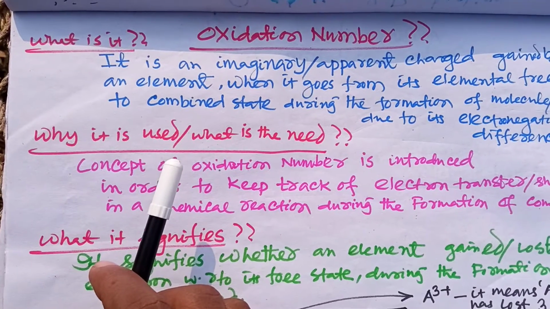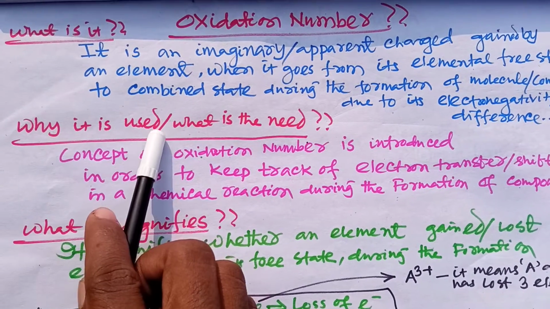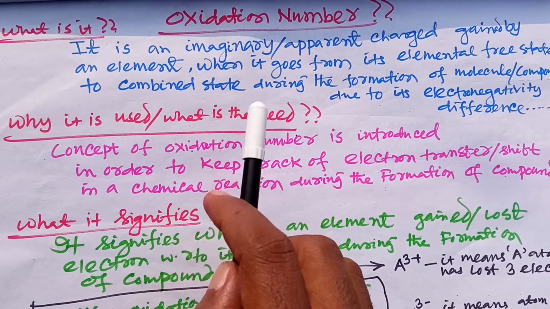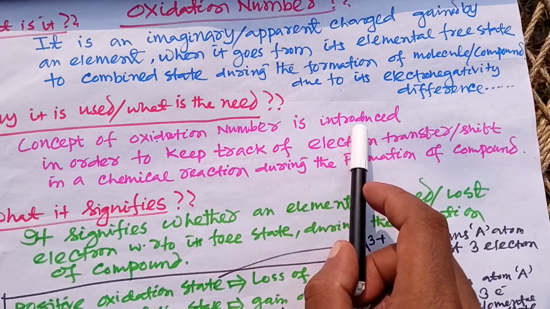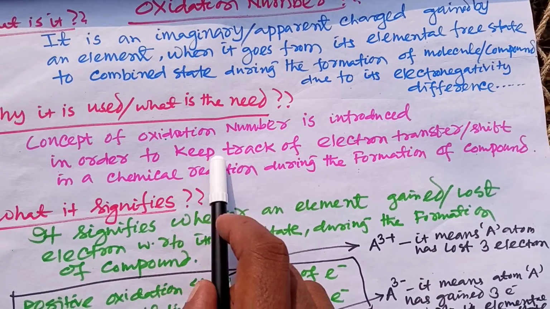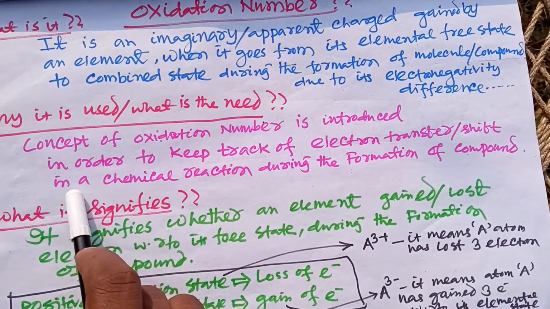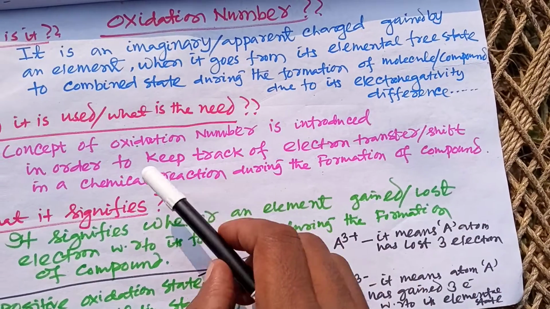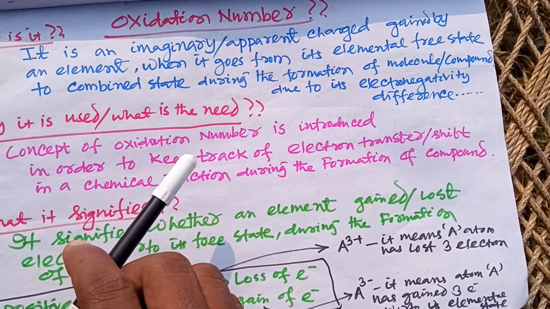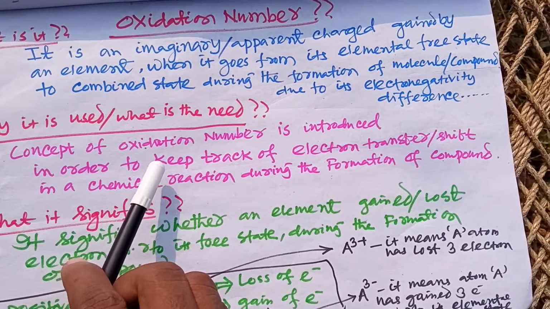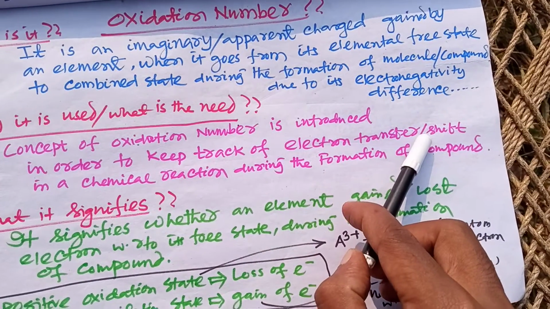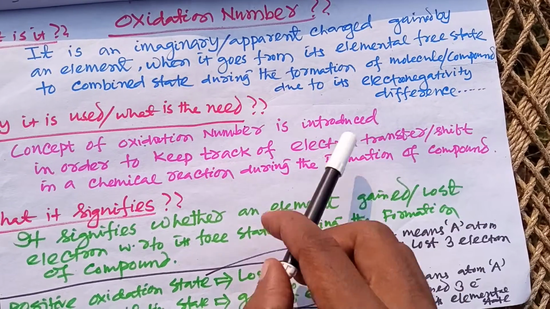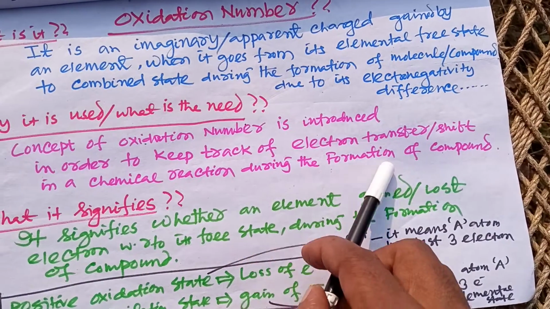So there is one question: why is it used, or what is the need of oxidation number, or why should we study oxidation number? The concept of oxidation number is introduced in order to keep track of electron transfer or electron shift in a given chemical reaction during the formation of a compound.